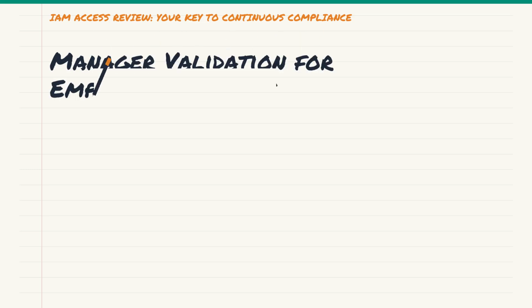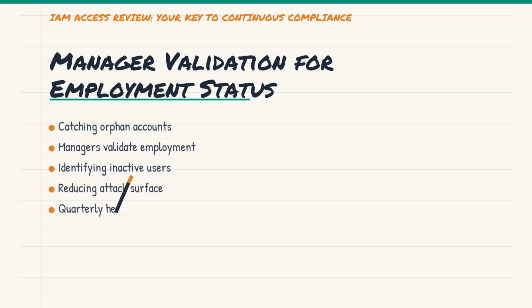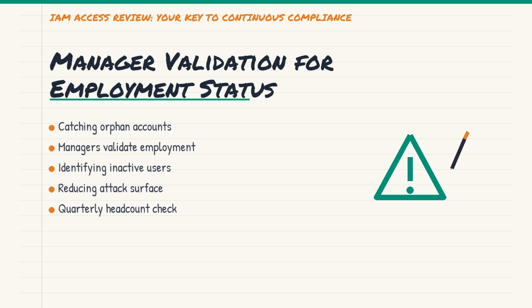This one's a bit of a recurring theme, but super important for catching orphan accounts, those accounts belonging to people who have left the company or are no longer with us. Regularly asking managers to validate the employment status of everyone who should have access is a fantastic way to identify and remove these unused accounts. Think of it as a quarterly headcount confirmation for IT access. It's a simple but powerful step to reduce your attack surface.